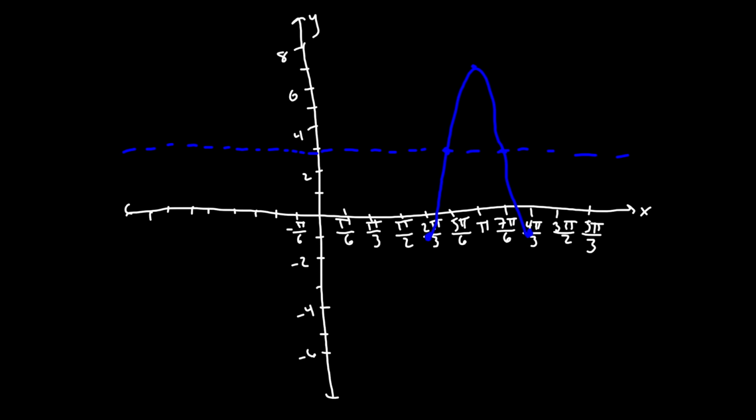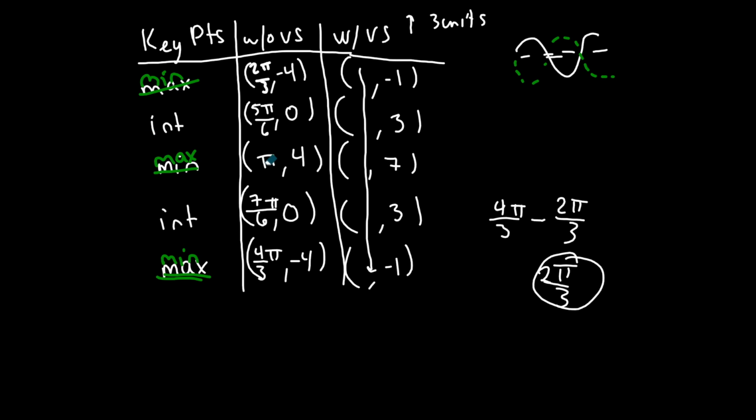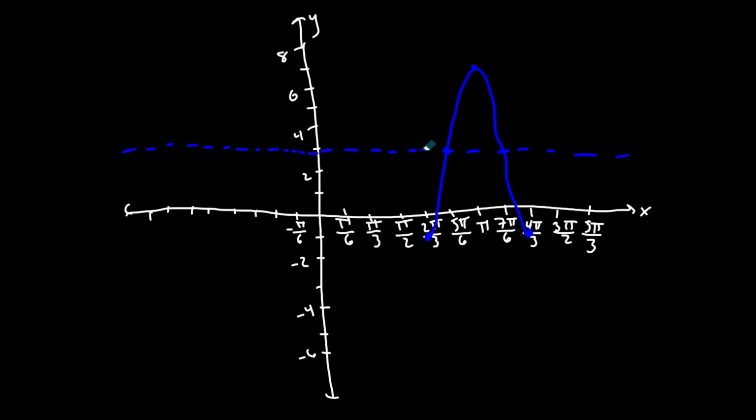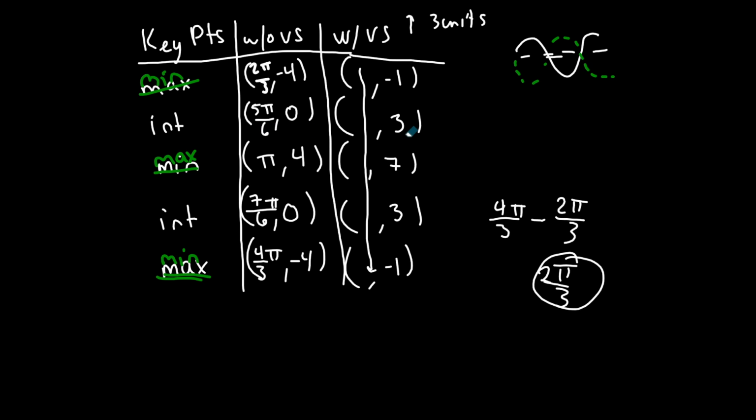And again, like I said, I graph this without going through the table. But you're going to want to write these points on the graph if you don't have the table shown. And I can verify my points too if my table's here. 2 pi over 3, -1. 5 pi over 6, 3. Let's check that. 5 pi over 6, 3.